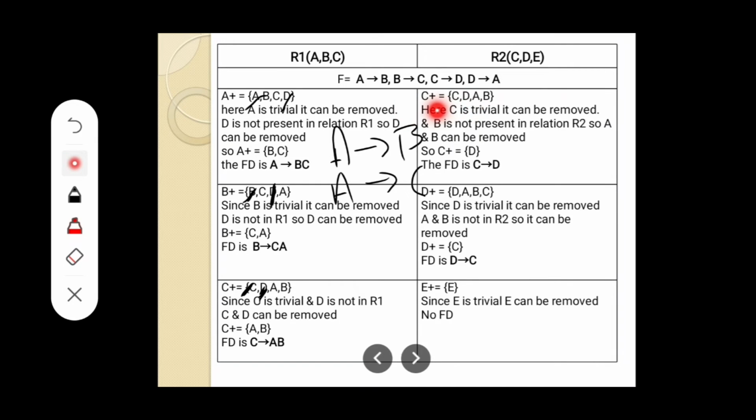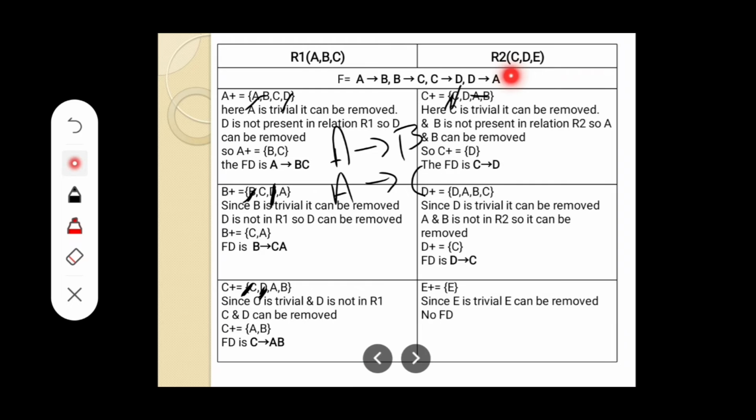So C closure, the answer is CDAB. So we can remove C here. C can be removed due to trivial condition. Next, we don't require A and B here. Why? Because AB is not here. In this sub relation we are having only attributes C D E. AB is not here, so AB can be removed. So the functional dependency is C determine D. So this is considered.